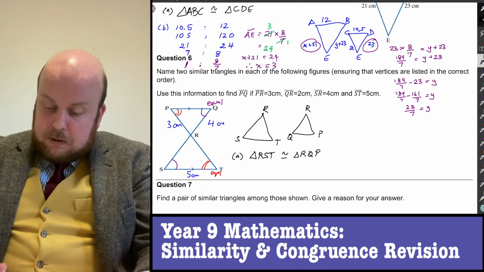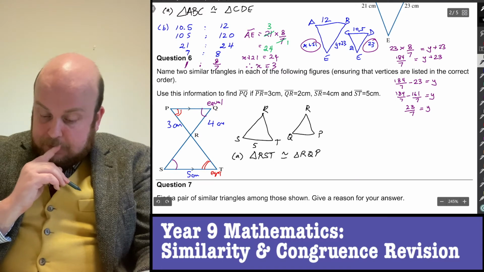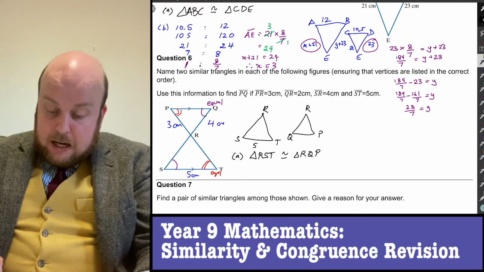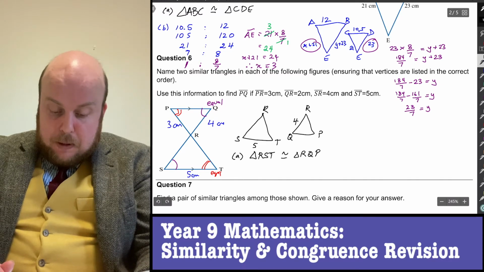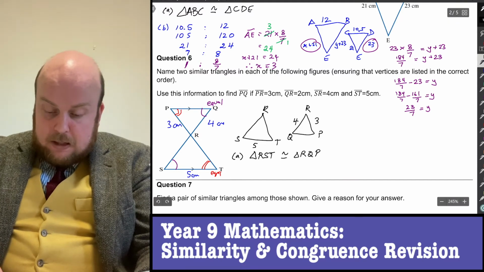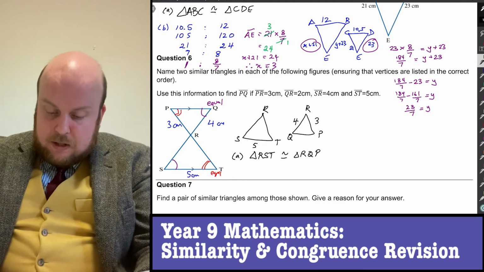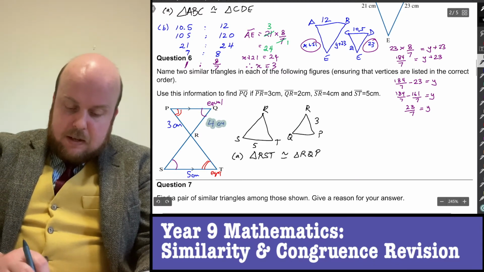Now we are told that S to T is 5. I know that R to Q is 4. And I know P to R is 3. And did I miss? Oh, I did miss some information. Q to R. Yep. Oh, I've mislabeled some things. Oh, that's silly of me. Let's try that again.